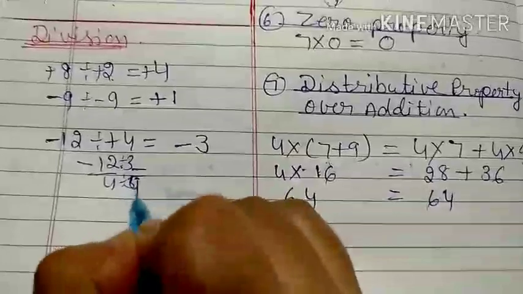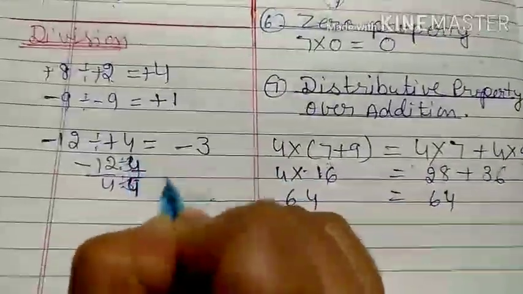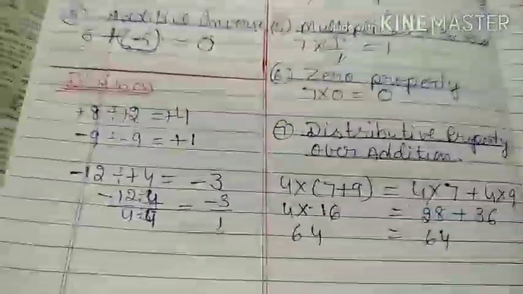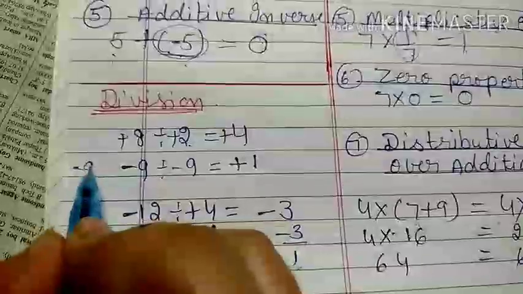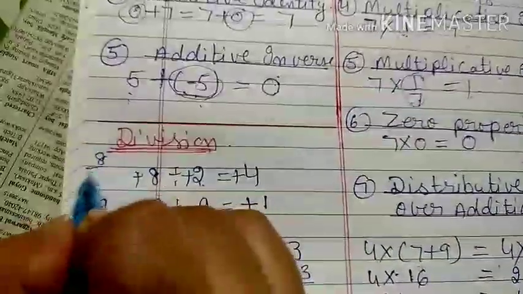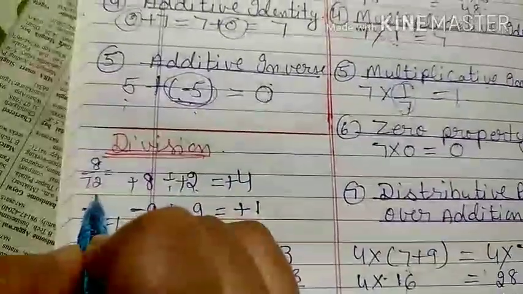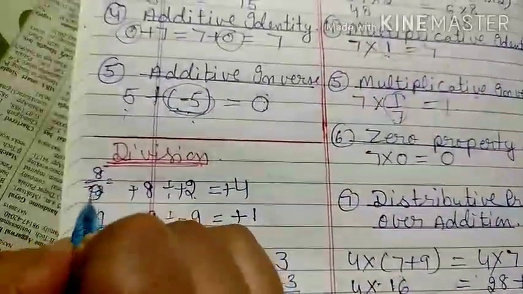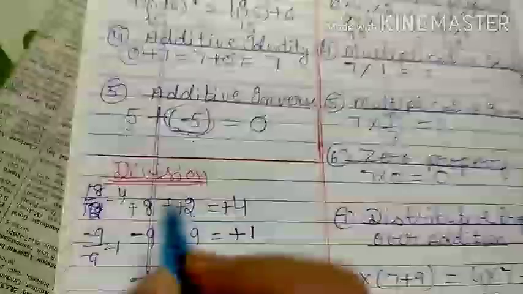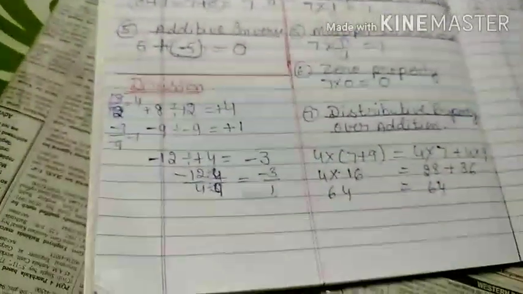Or we can write minus 12 by 4; when you divide both by 4, that gives me minus 3 by 1. This way you have to go. But if I have a number like minus 9 by minus 9, that gives me 1. Like 8 by minus 12, that is 2 4s are 8, both are the same sign, and my answer will be positive.